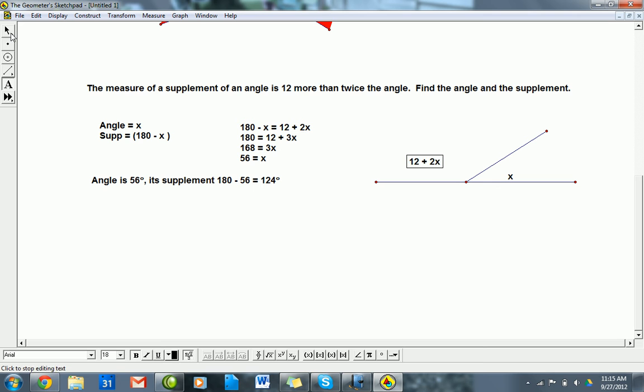Okay, now an equation we could set up from here would look like this, right? You're going to add them both up to equal 180. So 12 plus 2x plus the other angle equals 180. And what you'll find, it's the same thing. You get 12 plus 3x equals 180. And that's what we have right here.